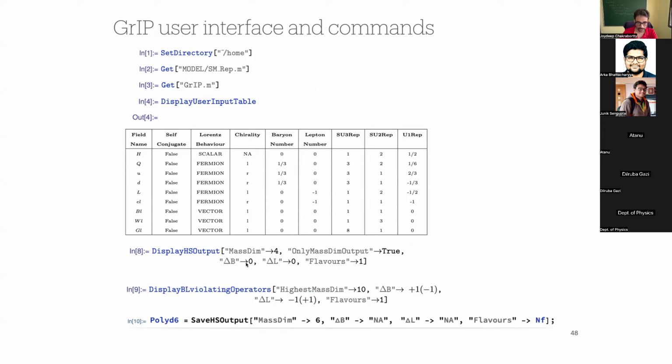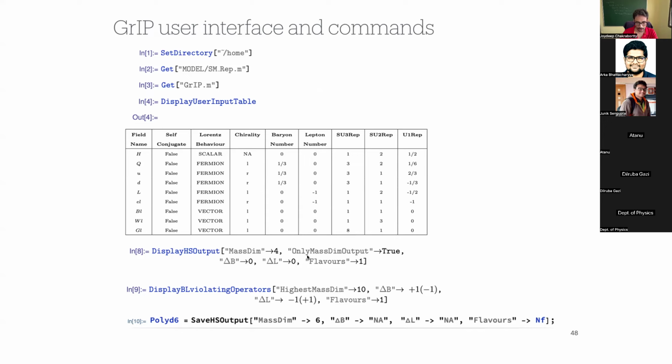So what is the flexibility you can do? You can say, okay, I'm restricting myself to dimension 4, the renormalizable Lagrangian, so you write down 4. If you want to calculate up to dimension 6, you write down 6 here, and then it will give you all the operators up to dimension 6.